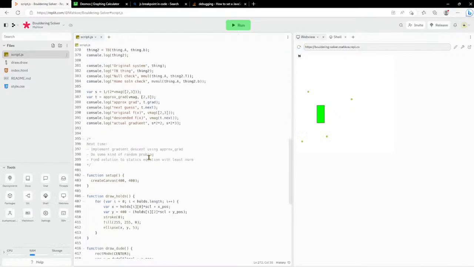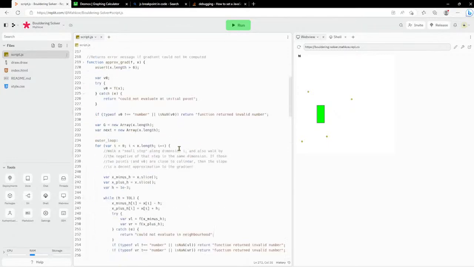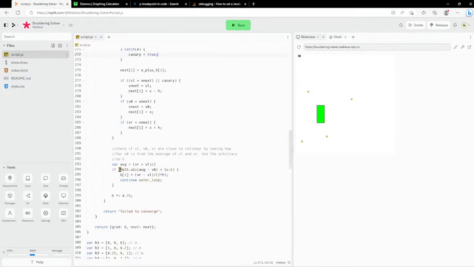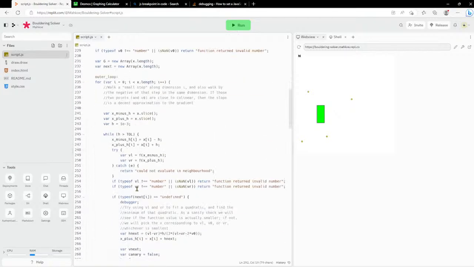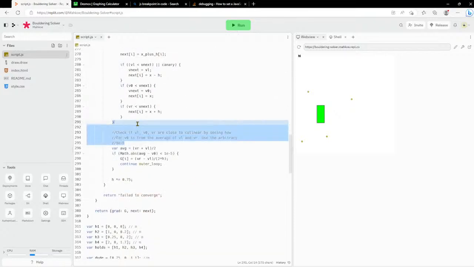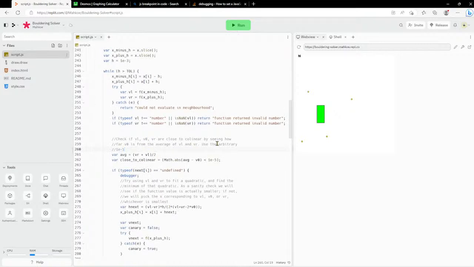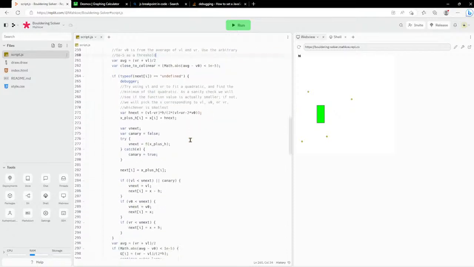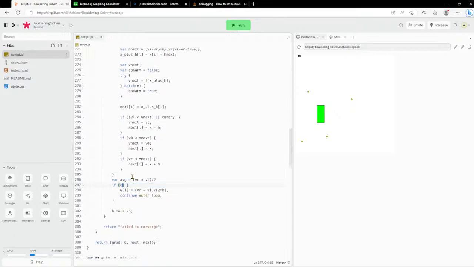So var close to collinear equals this. Close to collinear, and move on.